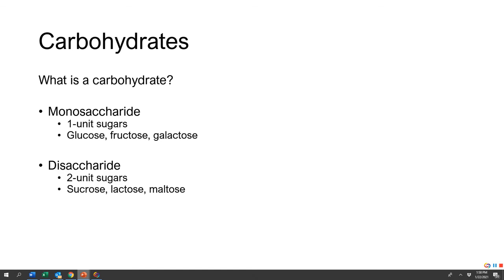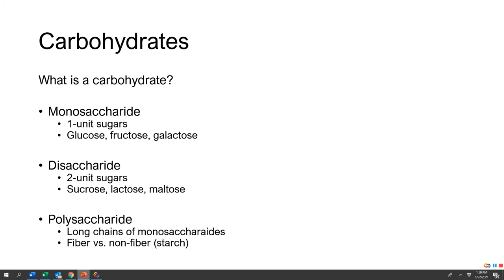Then we've got disaccharides, so now we've got 2 chain links attached, and these 2-unit sugars are made up of some combination of glucose, fructose, and galactose. And so we've got sucrose, lactose, and maltose. And then we've got polysaccharides, where we've just got a big long chain. With polysaccharides, we can break them into fiber versus non-fiber. Fiber is what we have a hard time breaking down, versus non-fiber. So think starch.